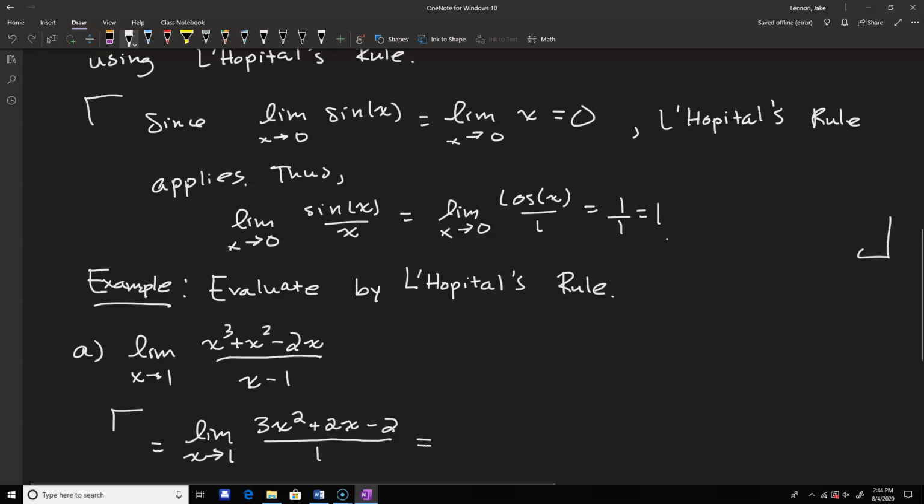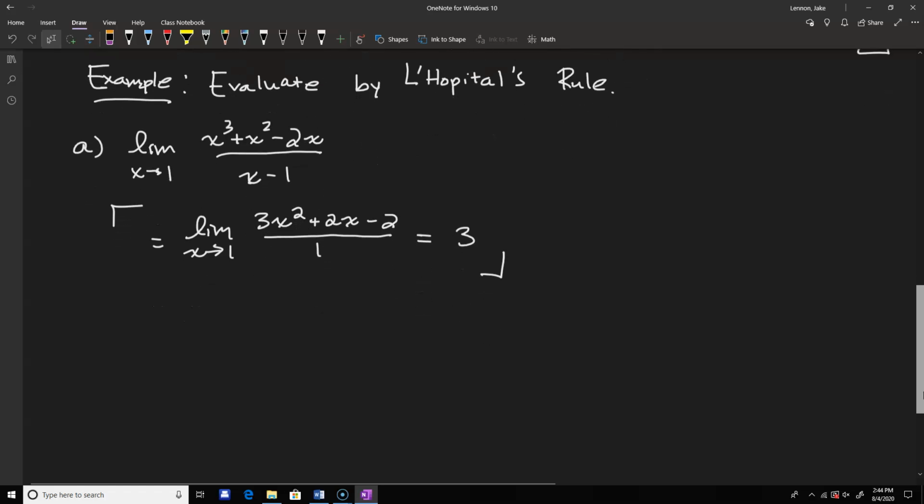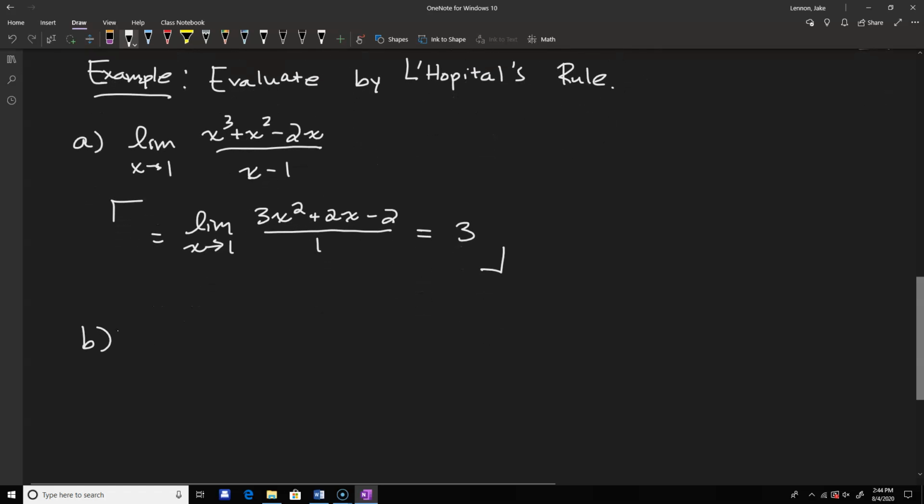Then we can plug in the number because the bottom is no longer going to 0. If we plug that in, we get 5 minus 2 divided by 1, which gives us a value of 3. Okay. Let's do another. Let's look at the limit as x goes to 0 of the square root of 9 plus 3x minus 3 over x. Again, we see that this is essentially the square root of 9 minus 3, which is 0 on top and 0 on the bottom. So L'Hopital's rule is going to apply here.